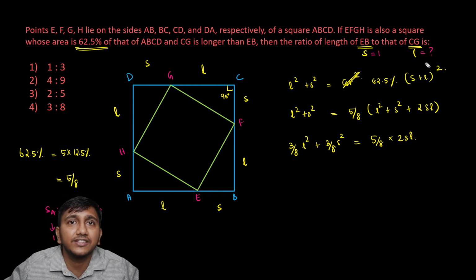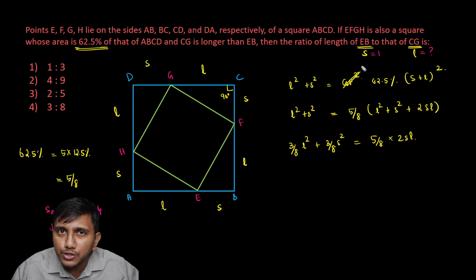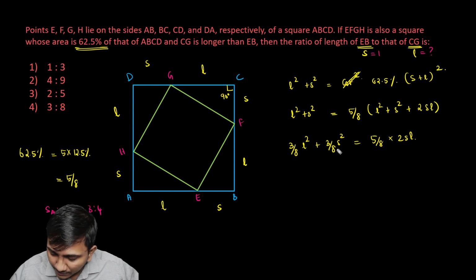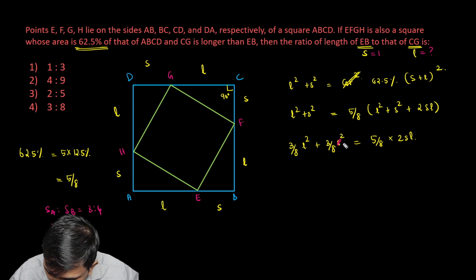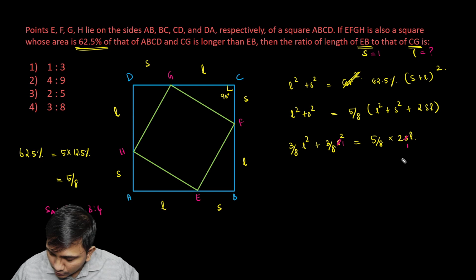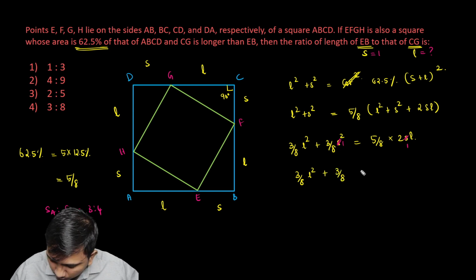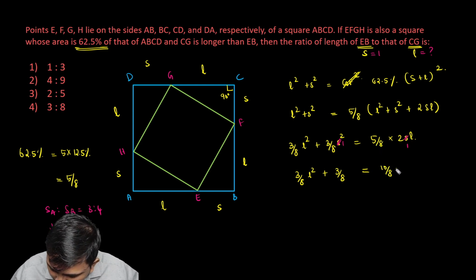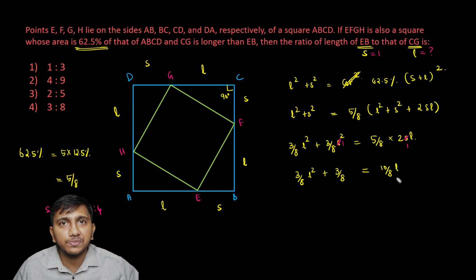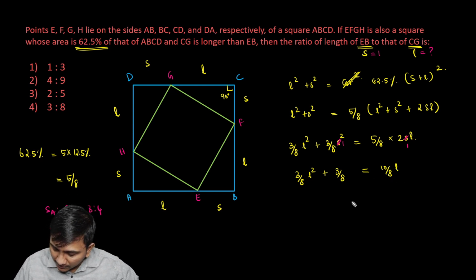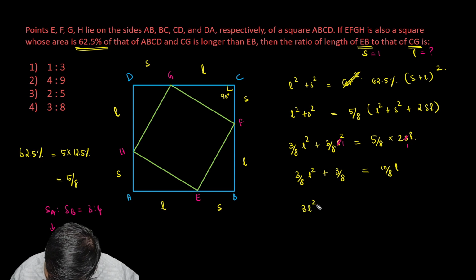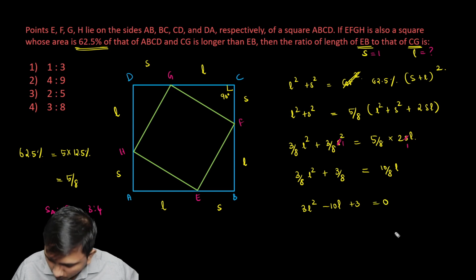That's critical. You cannot just assume 1 for S, but because it is ratios, I'm assuming 1 for S. So if I put 1 for S, it is going to simplify my equation. Now what do we have? We have 3/8 L square plus 3/8 into 1 square is equal to 5/8 into 2L. That's going to be 10/8 L. Now I can multiply the entire equation by 8 and get rid of the 8 from the denominator. So that will give us 3L square minus 10L plus 3 is equal to 0.